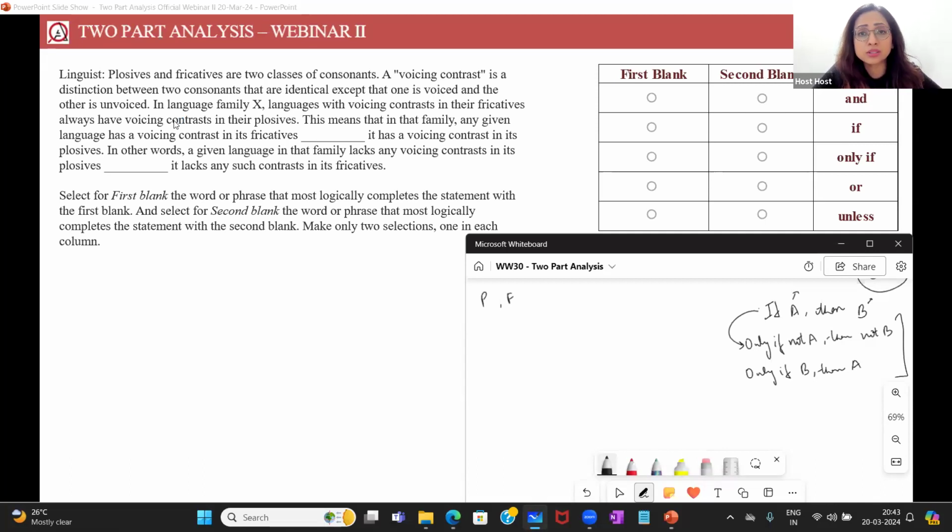Now, what is the meaning of voiced and unvoiced? I'm not really sure. Again, things that if I'm not a linguist, I probably don't know. It's okay, doesn't matter, right? The question in GMAT is going to be based on concepts that I do know, so I'll not worry too much about things that don't make a whole lot of sense. Okay. In language family X, languages with voicing contrasts in their fricatives always have voicing contrasts in their plosives.